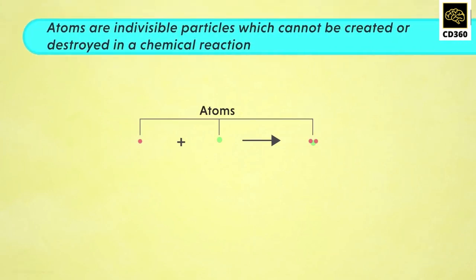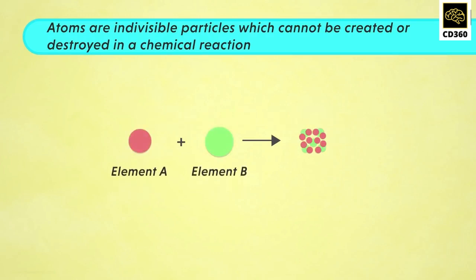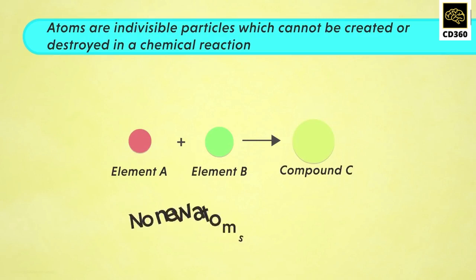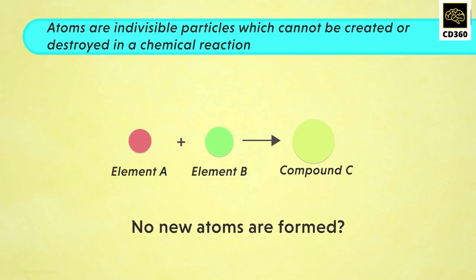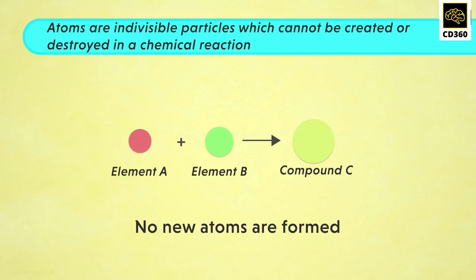The second postulate was that atoms are indivisible particles which cannot be created or destroyed in a chemical reaction. Now, what do we mean by this? Yes, it means that atoms are like the fundamental units. Dividing them further is not possible. Also, in a chemical reaction, atoms may combine together to form new units. However, no new atoms can be created and existing ones cannot be destroyed. So in this case, the atoms of element A and B are just combining to form compound C. So can we say that no new atoms are formed in this case? Yes, and similarly, no atom is destroyed.